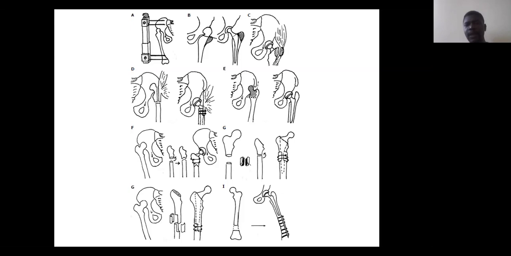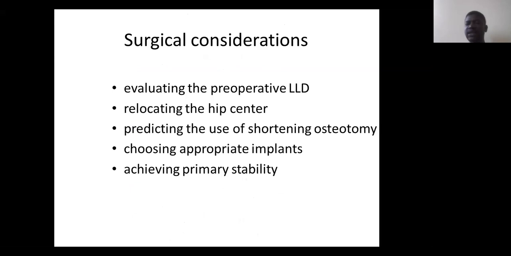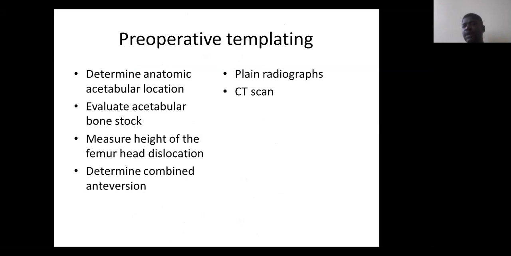Then some of the surgical considerations would be evaluating the preoperative leg length discrepancy, relocating the hip center, predicting the use of shortening osteotomy, then choosing the appropriate implant, and we want to achieve primary stability. So how do we make sure we achieve all those considerations? By doing a preoperative templating. With this, we determine the anatomic acetabular location, evaluate acetabular bone stock, measure the height of the femoral head dislocation, and also determine combined anteversion. So we make use of plain radiographs and CT scan.